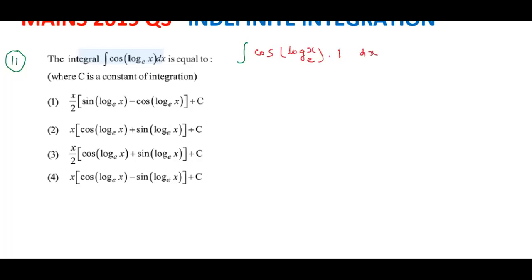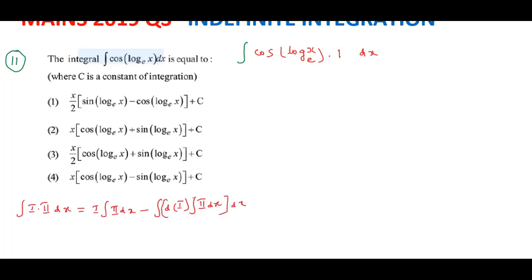You know that the integration of first function into second function dx: how to do this? First function times the integration of the second function, minus the integration of the derivative of the first function times the integration of the second function dx, whole dx. This is the formula. Okay, use this formula.